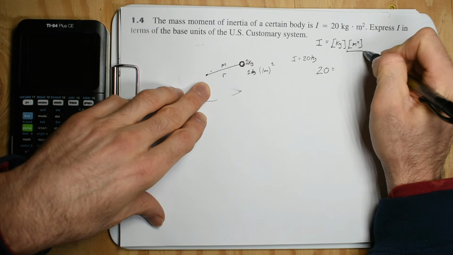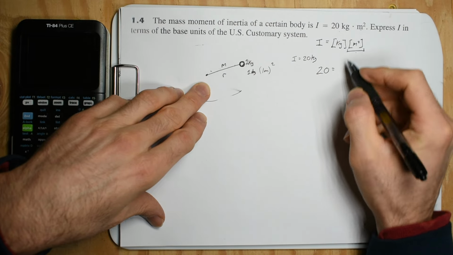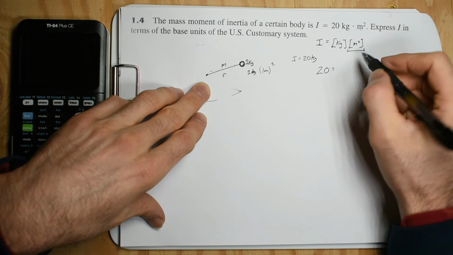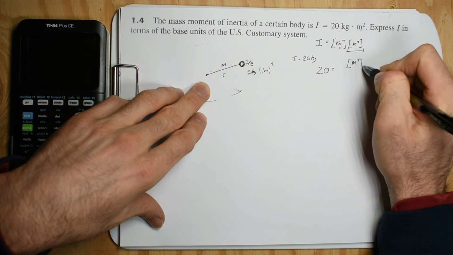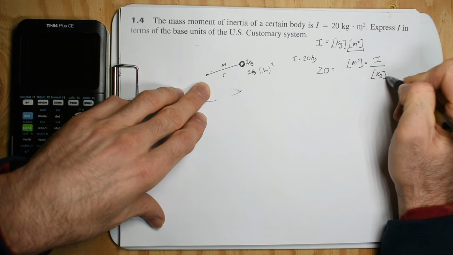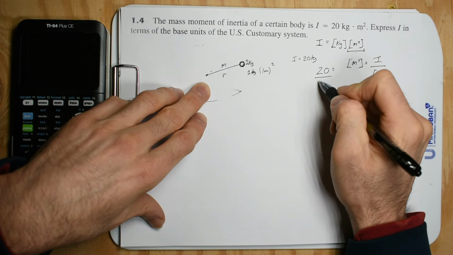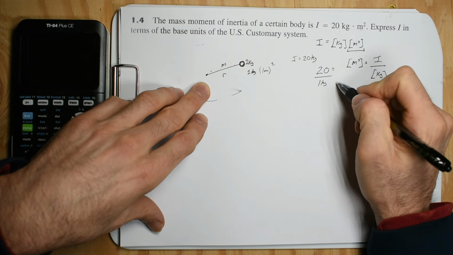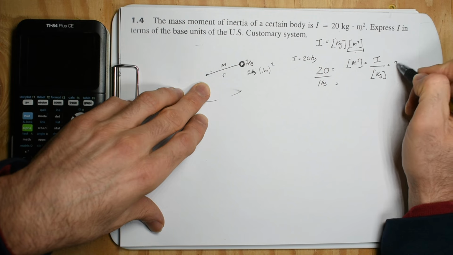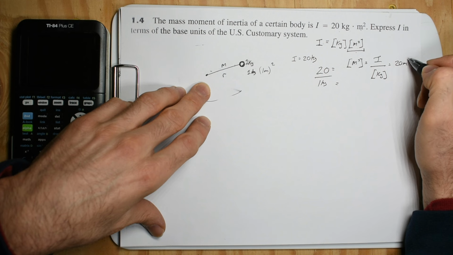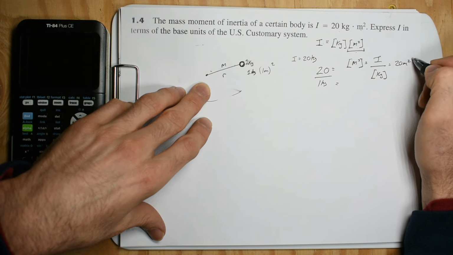We want to find the distance away to make this 20. So we can just rearrange this units equation and say, hey, we want meters squared. So we're going to take I divided by the kilograms, 20 divided by the 1 kilogram, and that's going to be 20 meters squared. The whole thing is 20 meters squared.